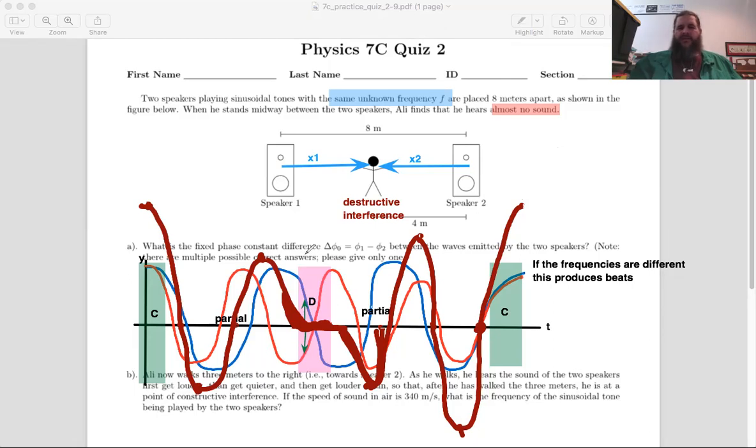So that's the cycle we're talking about when we say beats, going from loud to quiet to loud to quiet to loud to quiet.